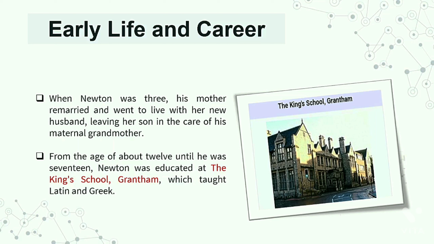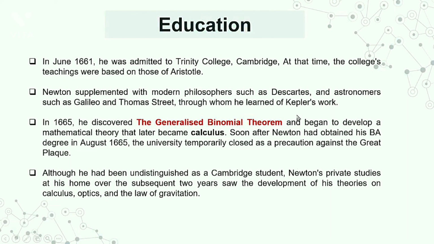From the age of about 12 until he was 17, Newton was educated at the King's School, Grantham, where he was taught the classics but no science and mathematics. When he was just 17, his mother stopped his schooling so that he could become a farmer. But fortunately for the future of science, Newton found that he had neither aptitude nor liking for farming. So finally, his mother allowed him to return to school, where he finished as a top student. You can see the picture of King's School, Grantham here. Now let's move on and talk about his education.